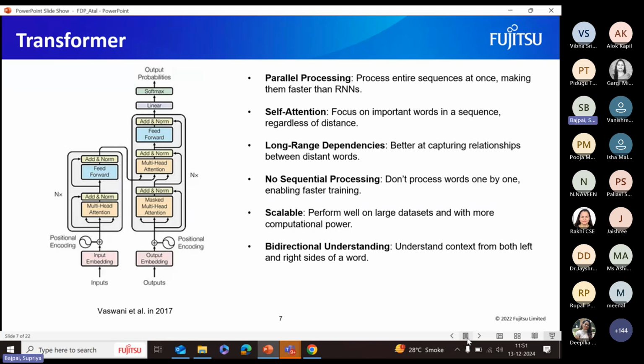For example, suppose there is a sentence: the cat sat on the mat. The word cat is connected to sat, but maybe on the mat isn't that important to the word cat when predicting the next word. The model figures out these connections using attention scores, which help it focus on the most important words for making predictions. So self-attention allows transformers to capture relationships between words, even if they are far apart in a sentence, which is something RNNs struggle with.